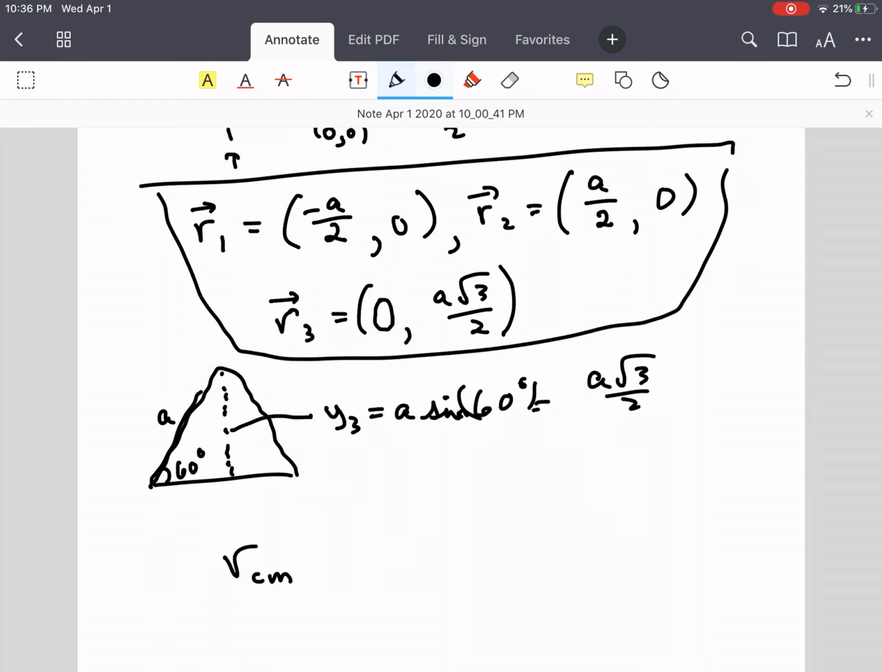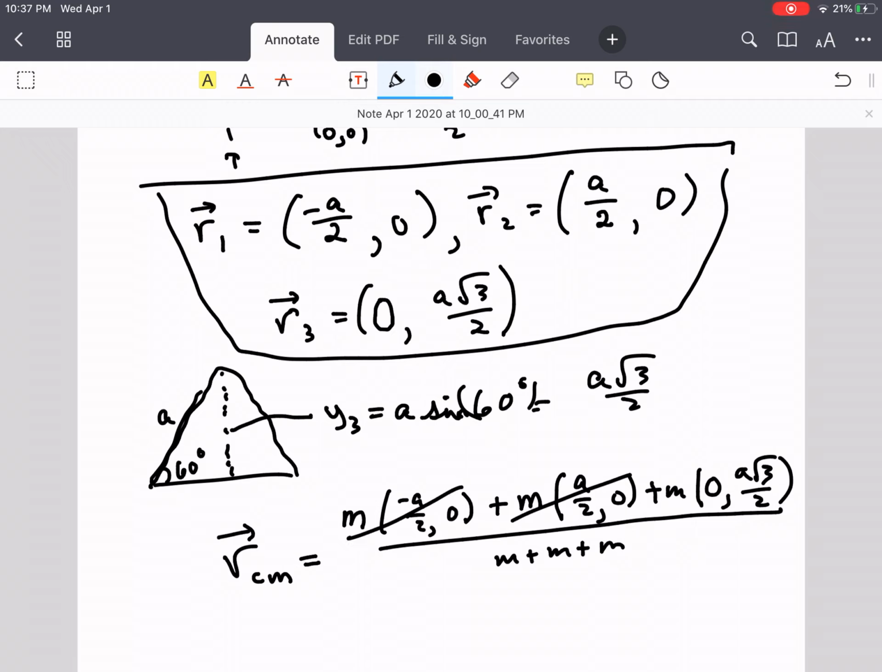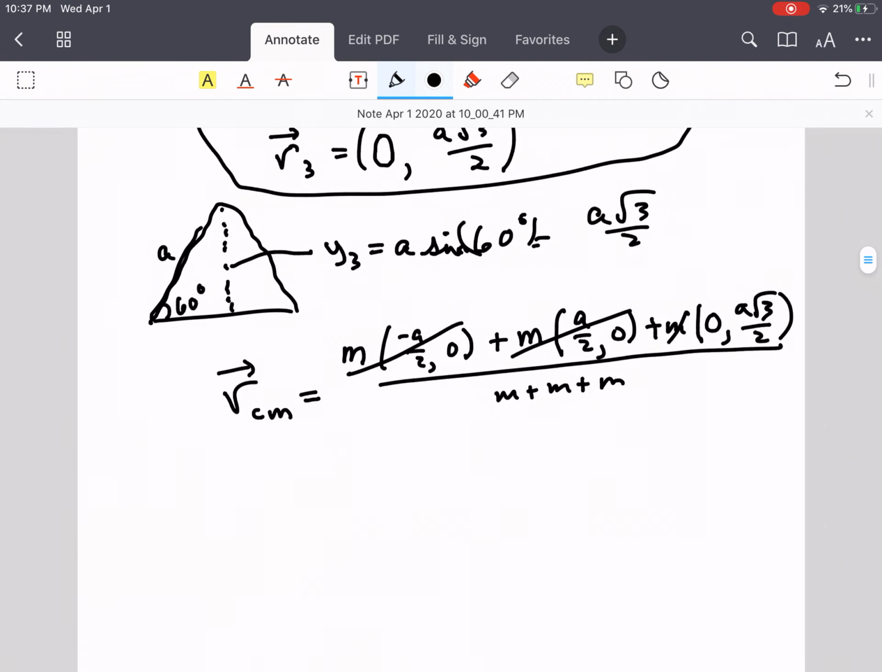The position of the center of mass is equal to m1, which is m, times r1, negative a over 2 comma 0, plus m2, which is m, times r2, a over 2 comma 0, plus m3, also m, times 0 comma a root 3 over 2. That's that last one. And we're going to divide that by m, the total mass. So this turns out to be pretty straightforward. These first two terms cancel each other out. This last term does not, but the m's do in fact cancel.